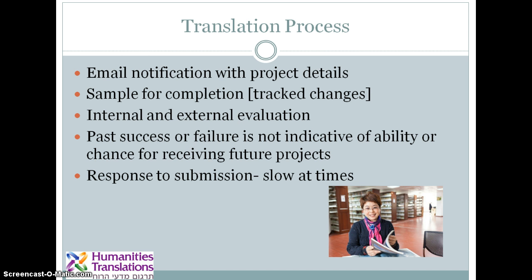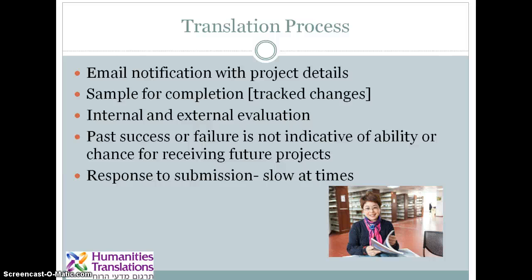Let's take a minute to go through the translation process from start to finish. How does it work? When a new project comes in and is agreed upon with Humanities Translations, we will send you an email notification with the project details. It will be sent to any translator who has a specialty in that specific area and that specific language set. Now, we will ask you to complete a sample for that specific translation that's coming in. It is up to 250 words and no more, such that it will not take too much time out of your schedule.